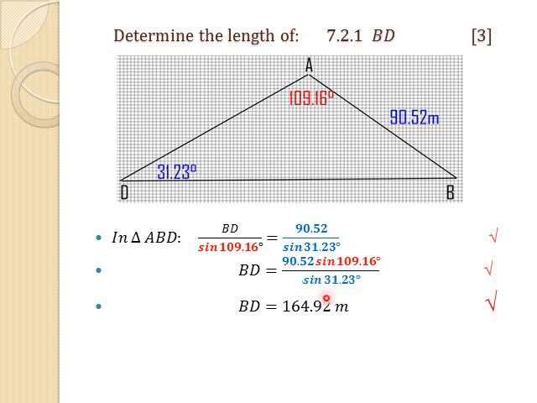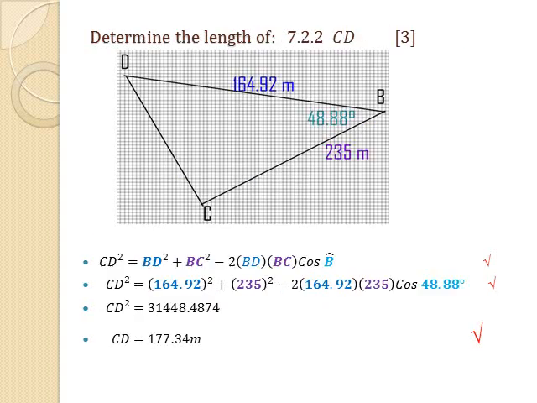Punch that all in your calculator and you get the length of BD being 164,92 meters. Right? 1 mark for sine rule, another mark for correct substitution, and 1 mark for answer. So that is where your 3 marks are allocated. Right? Look at the second problem.